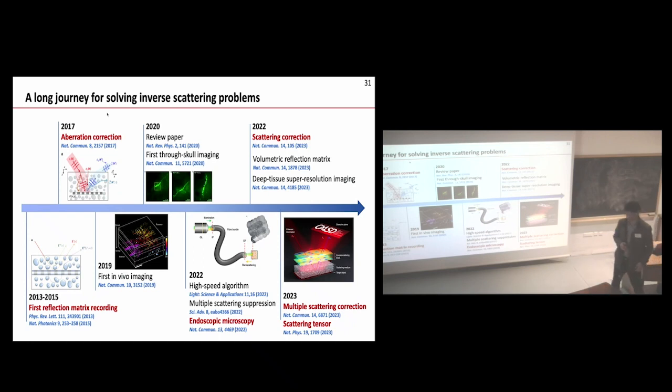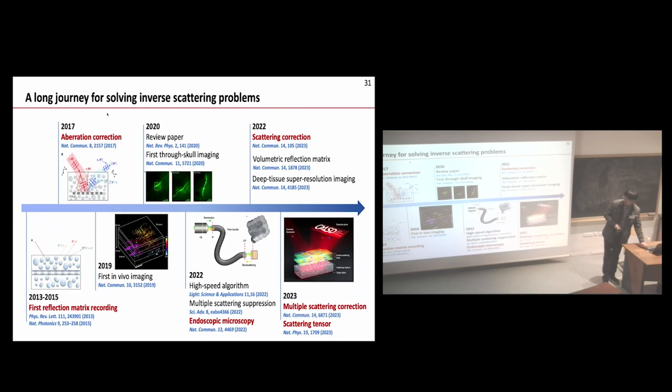So what is the scattering mean free path? Of the skull? For brain tissue, I think it's maybe similar, 100 micron. Yeah, around that ballpark. Maybe for 1.3 micron, maybe 150 micron or 200 micron.